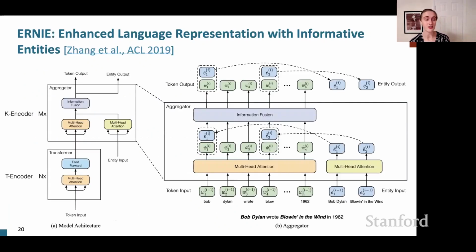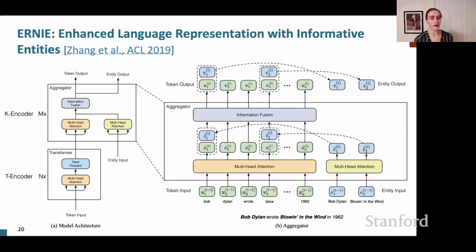So this is what the architecture diagram looks like. On the left side, we have the T encoder or the text encoder, followed by the K encoder or the knowledge encoder. And then on the right side, we have a zoomed in version of your knowledge encoder. So you see the multi-headed attentions over the tokens in orange, and then over the entities in yellow. And then you have this alignment between the word and entities with the dashed lines.